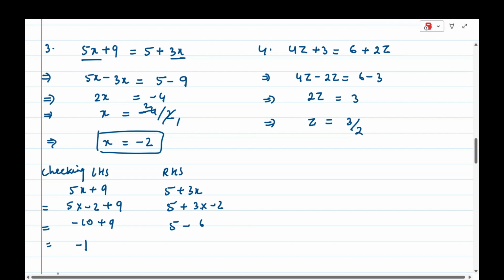And 3 twos are 6 plus minus minus, which is minus 1. As both are equal, our answer is correct.